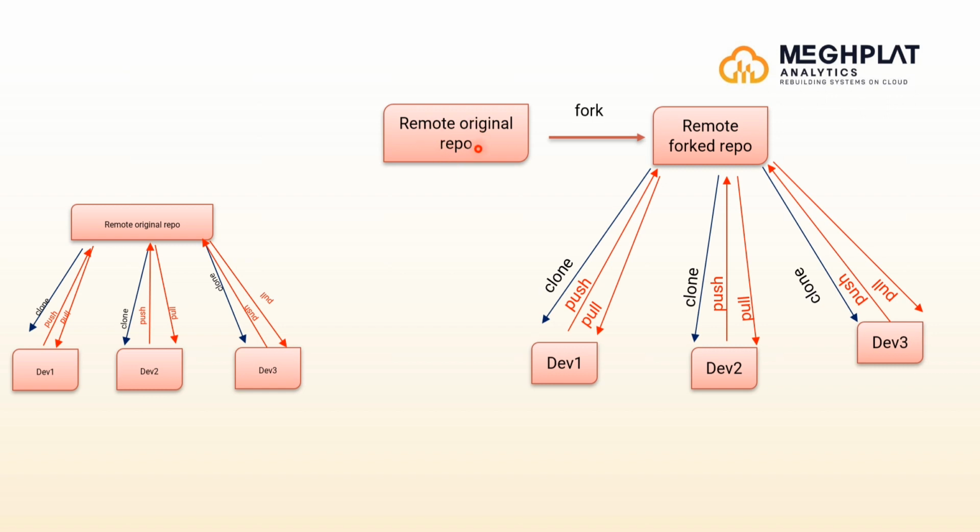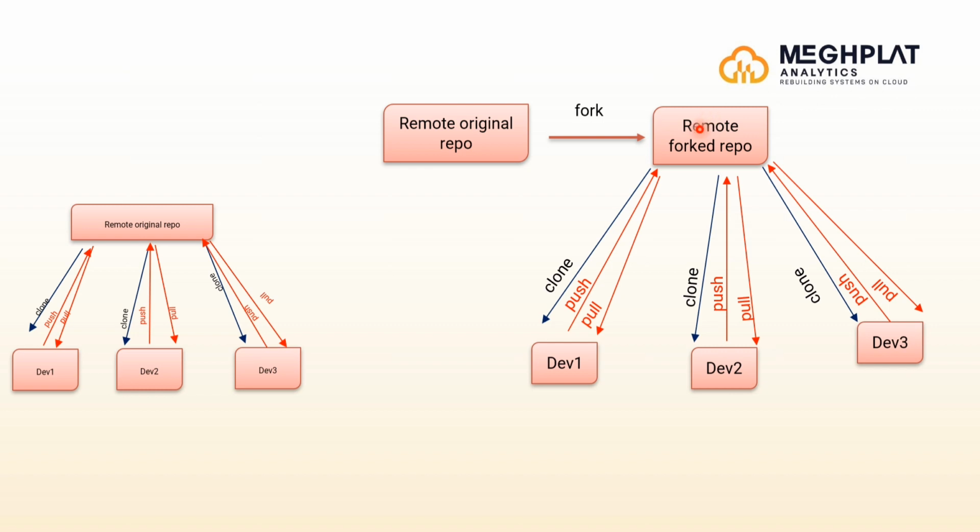You can see here is our original remote repository, and a developer can fork it. Once it is forked, it will create a copy from the remote repository. You can see a remote forked repo, which is a copy of the original repo. Here you can see developer 1, developer 2, developer 3 are able to clone it and perform push and pull operations.